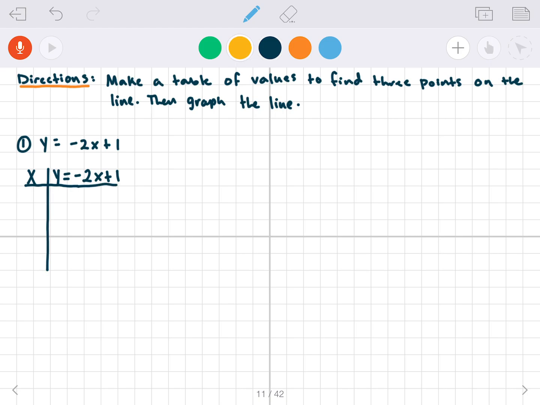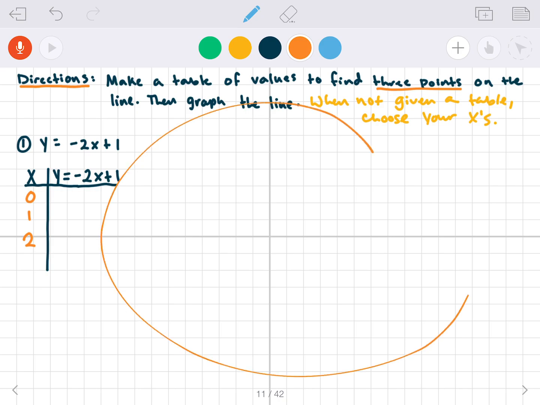So for these, when you're not given a table, you choose your x's. Any x values you want. I usually keep them pretty simple. So they're asking for 3 points, so I'm going to choose 0, 1, and 2 for my x values. You could have picked other ones. It doesn't matter, as long as it fits on this picture, it's good.